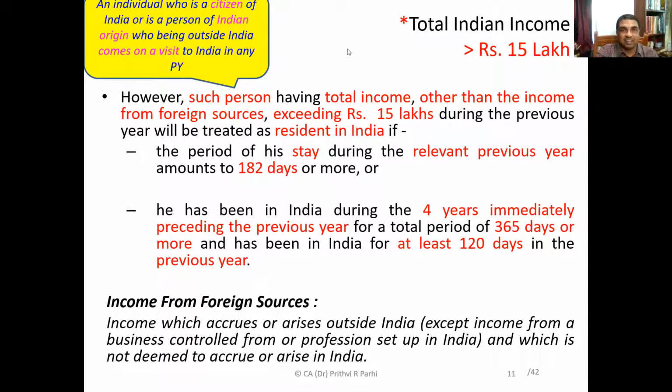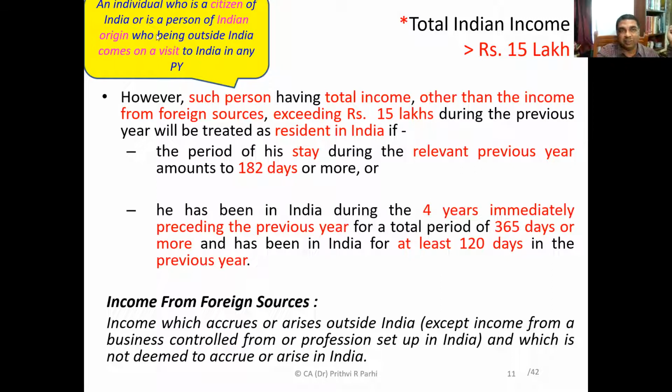We've seen this case. However, if such a person, that means an individual who is a citizen of India or a person of Indian origin who, being outside India, comes to India to visit, having total income other than the income from foreign sources exceeding 15 lakhs during the previous year, will be treated as resident in India if he has stayed 180 days in the relevant previous year, and during the 4 years immediately preceding the relevant previous year, he has been in India for a total period of 365 days or more, and has been in India for at least 120 days in the previous year.